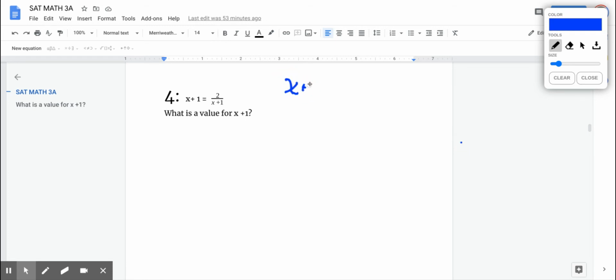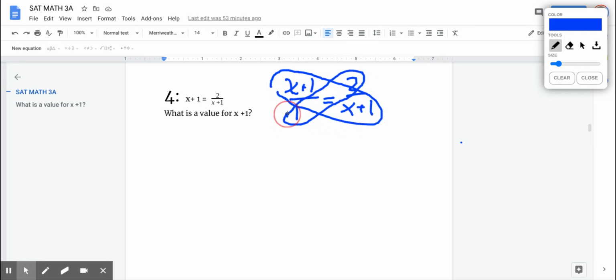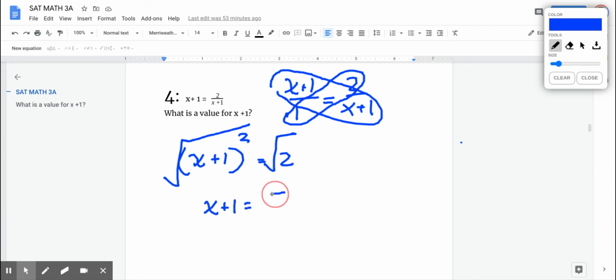So when you're seeing this, let's just rewrite it now. It's just x plus 1 over 1 equals 2 over x plus 1. And you can cross multiply. Cross multiply over here and cross multiply over there. You have a proportion, right? So you can just have x plus 1 squared equals 2. And whenever you are trying to get rid of the square, you square root it. But whatever you do to one side, you have to do to the other. So the square root of x plus 1 squared is just x plus 1 equals the square root of 2. So that's just the answer. Because what is the value of x plus 1? The square root of 2.